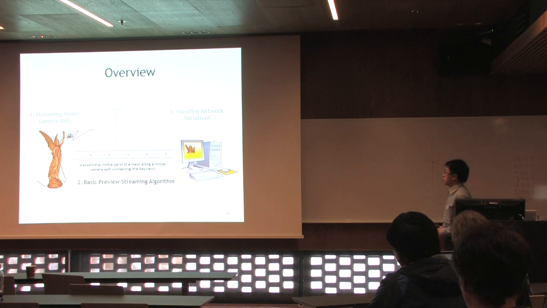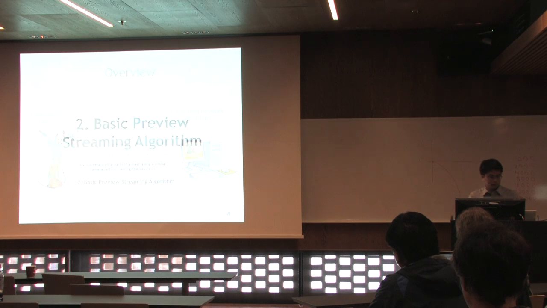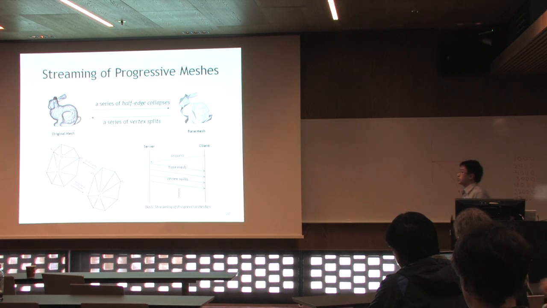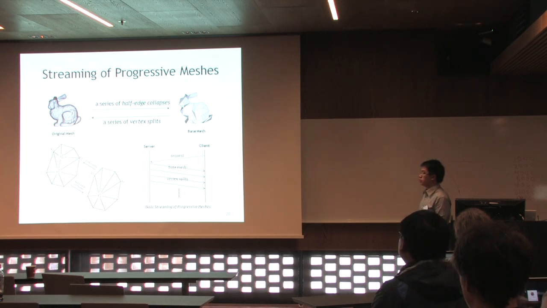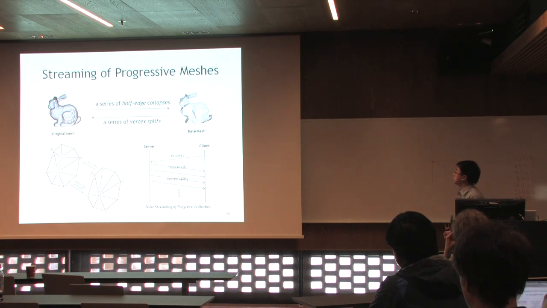Now we have a camera path, then we can present the basic preview streaming algorithm, assuming the bandwidth is unlimited. Because the algorithm is based on view-dependent streaming of progressive mesh, we begin by describing how a 3D mesh is represented as progressive mesh. A 3D mesh can be progressively represented by repeatedly performing the half-edge collapses on the edges of the mesh. The simplified mesh after a sequence of collapses is called the base mesh. We can attain the original mesh from the base mesh by reversing the half-edge collapses using an operation called vertex split. The vertex split will take a merged vertex and then split it into two vertices.